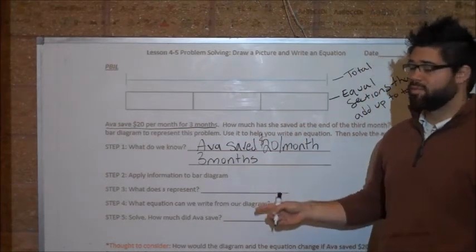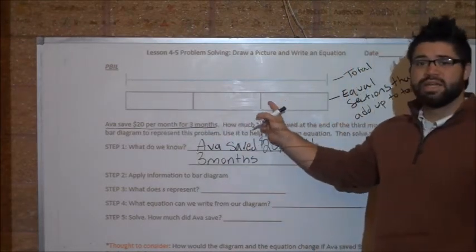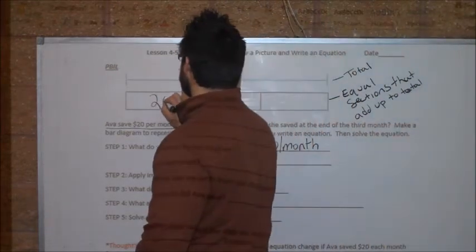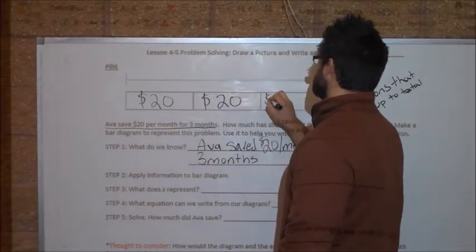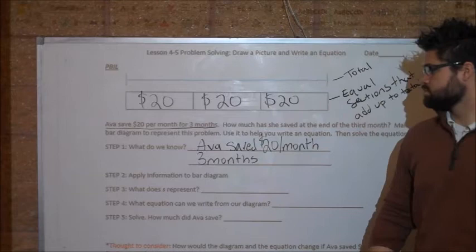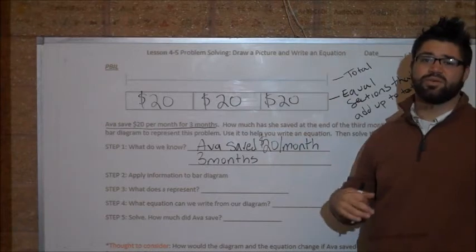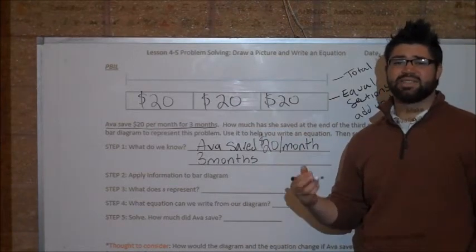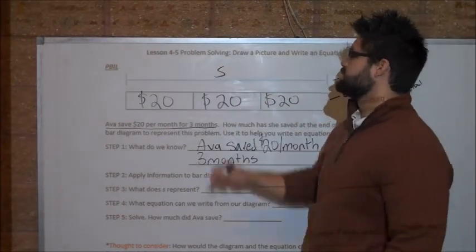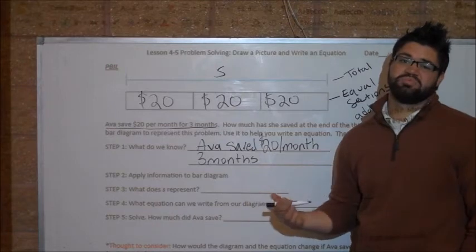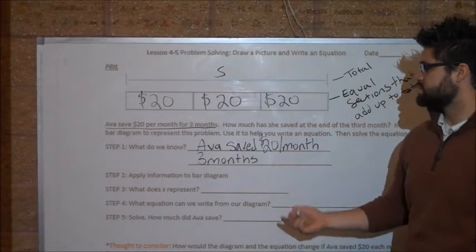Now we're going to apply that information. Ava saved $20 per month, so how much is each of these sections worth? Each month is worth $20. Now, at the top, this is our total. The total is still unknown. That's what the question's asking us overall. Since it's an unknown value, I'm going to put a variable, and my variable is S. I'm going to put S because it's how much she saved, and that's easy for me to remember. So we applied all of this information to the bar diagram.